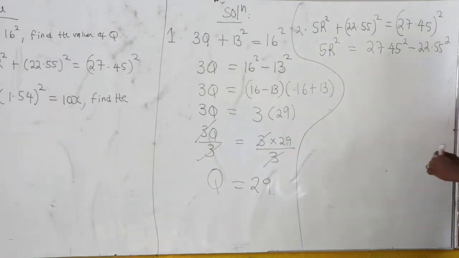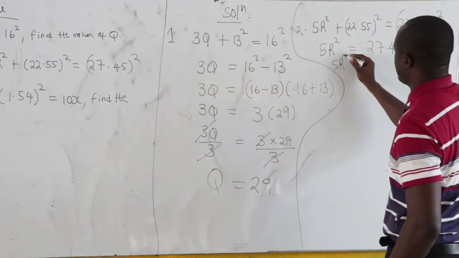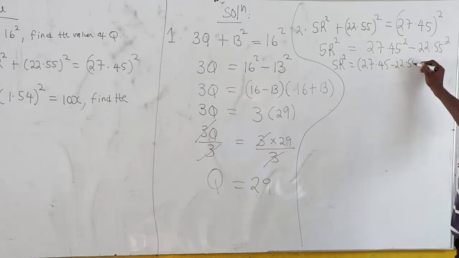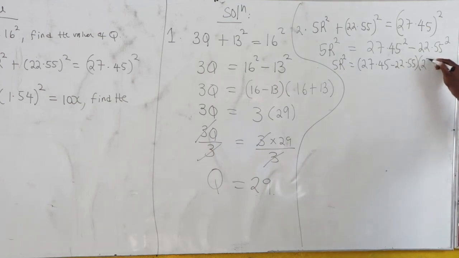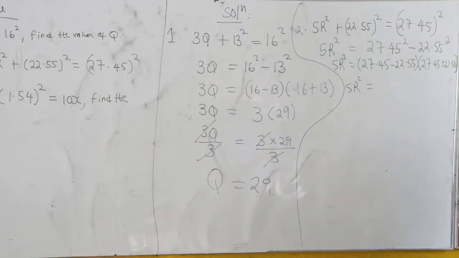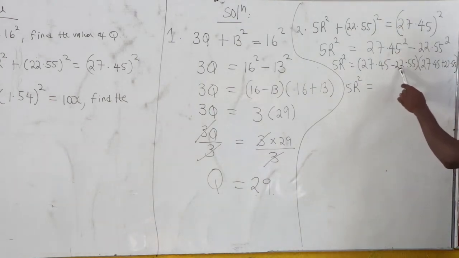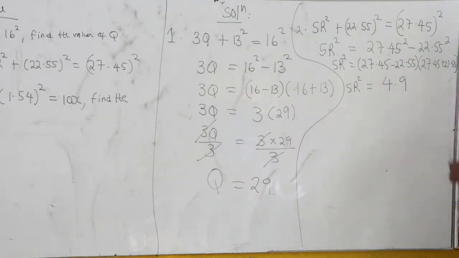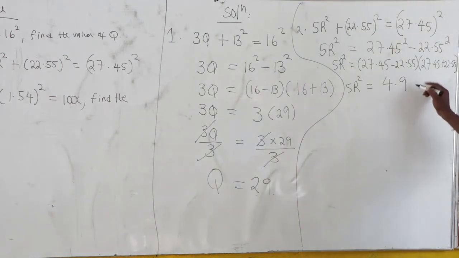And here what can we see? The difference of two squares. So we have 5r squared equal to 27.45 minus 22.55, and then 27.45 plus 22.55. Now let's see, what is 27.45 minus 22.55? This is just 4.9. Now, what is 27.45 plus 22.55? This is very easy, this will give us 50.